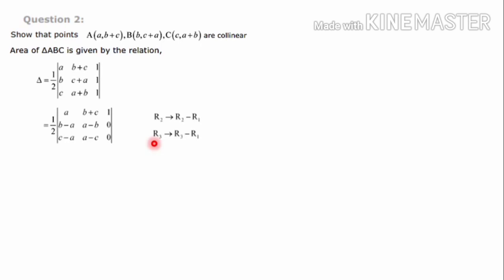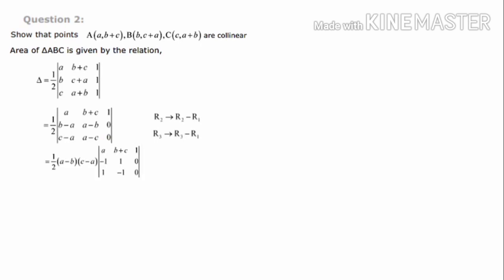Next, R3 is changing, R3 minus R1. R3 is c, a plus b, 1. So R3 minus R1 means first element c minus a. Next element a plus b minus c, so here b will be cancelled. a minus c will be the answer. Next, R3 minus R1 means 1 minus 1, 1 minus 1 is 0.